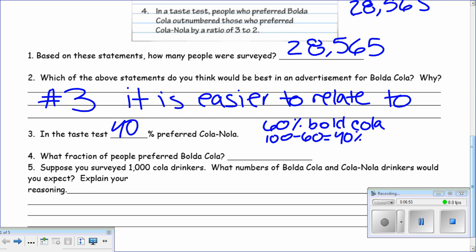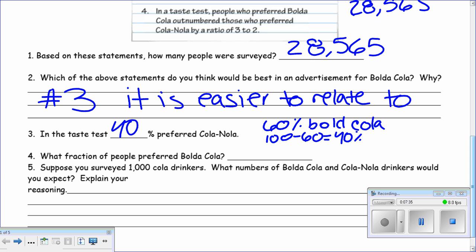Question 4. What fraction of people preferred Bolda Cola? 3 over 2. Okay. Any other fractions? What did you say? 6 over 10. Okay. How did you get those? On statement 4, Bolda Cola outnumbered those people who prefer Cola Nola by a ratio of 3 to 2. Okay, so let's create our own fraction.